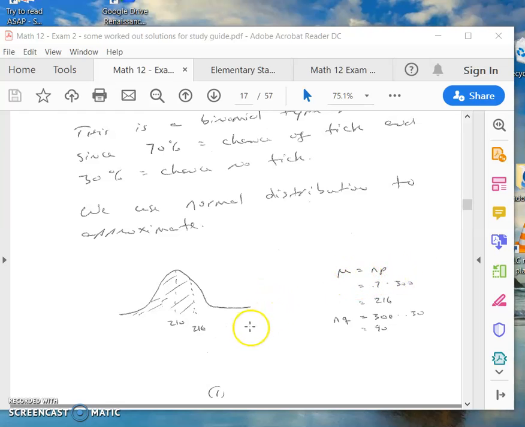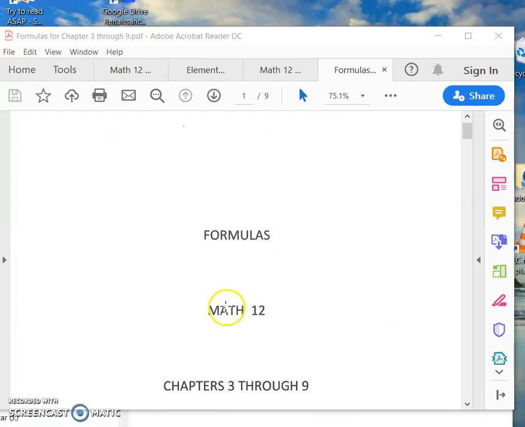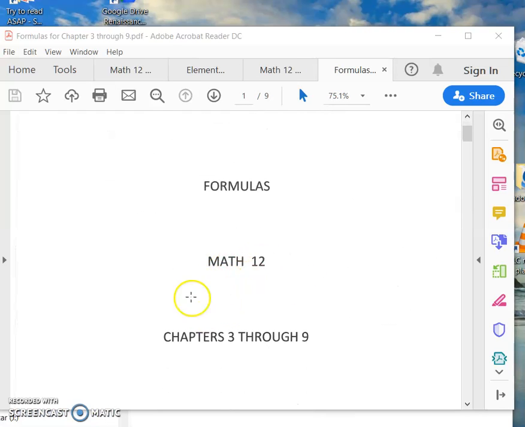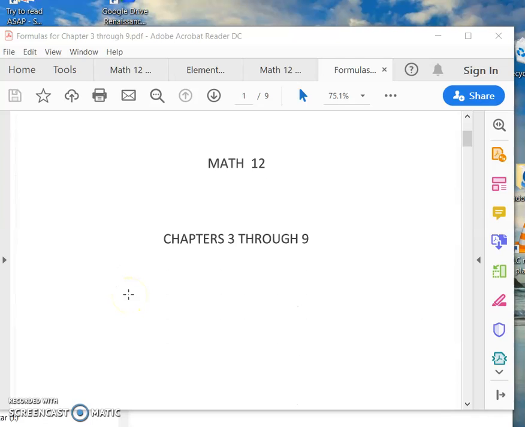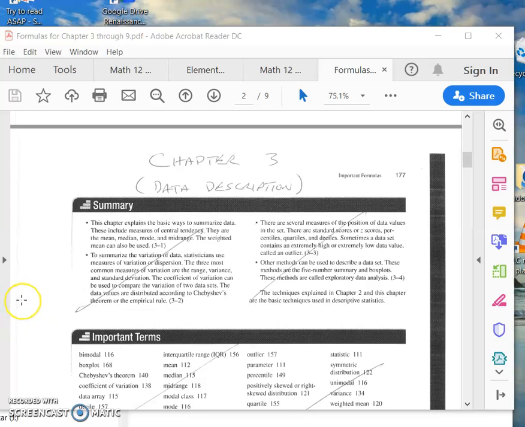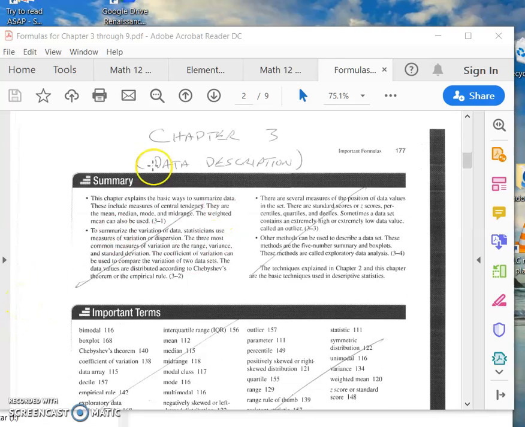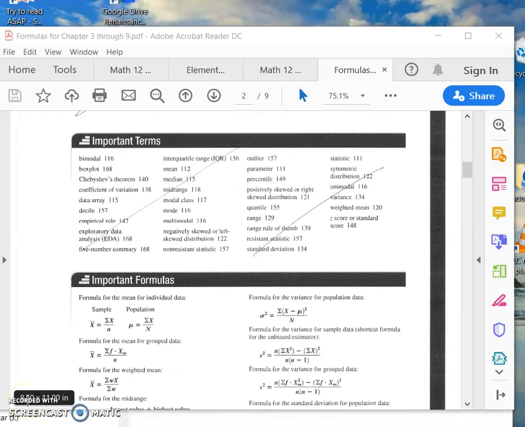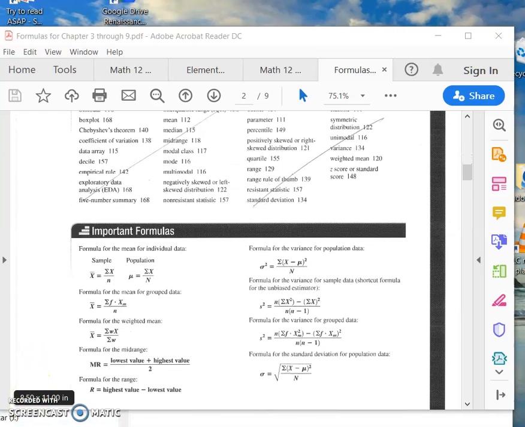Now, where does that come from? I sent this out to you. This is just the cover page. It's formulas, chapters 3 through 9. So what I did was make a photocopy of the formula page and put a little handwritten note up on top here just to refresh my memory what each of these is. Okay, so let's see if we can find that one.